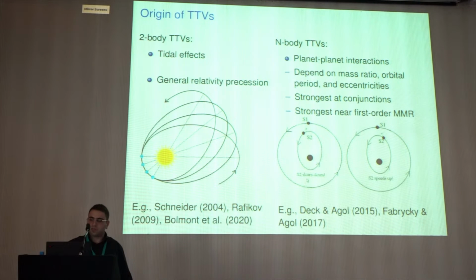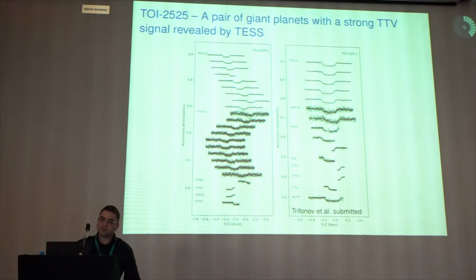The orbit slows down, so the transit will occur a little later, and at the next conjunction it will receive some energy, and the orbit will speed up. So basically, they are always anti-correlated. When one speeds up, the other slows down, and so on. And this is how it actually looks if you take real data.